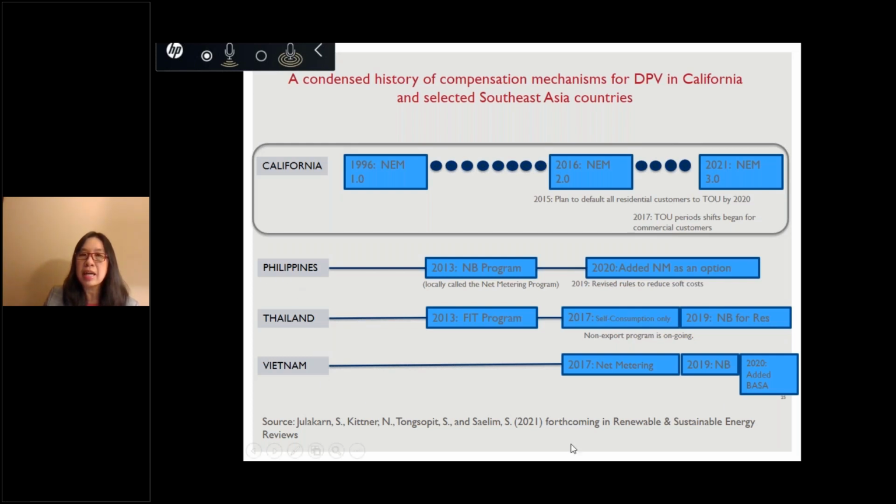In the Philippines, Thailand, and Vietnam, there have been recently a lot of activities in regard to adjusting the net energy metering and billing scheme. You can see here the Philippines started with a net metering program. They call it net metering, but it's actually a net billing program according to this definition. And last year, the Department of Energy proposed net energy metering as an option. Whereas in Thailand and Vietnam, the recent compensation mechanism in Thailand has been net billing, and in Vietnam, there are the options now to go for both net billing and buy all, sell all.